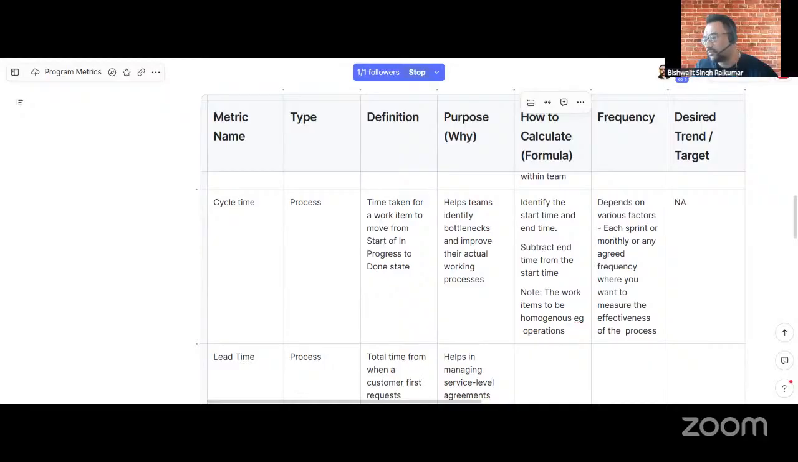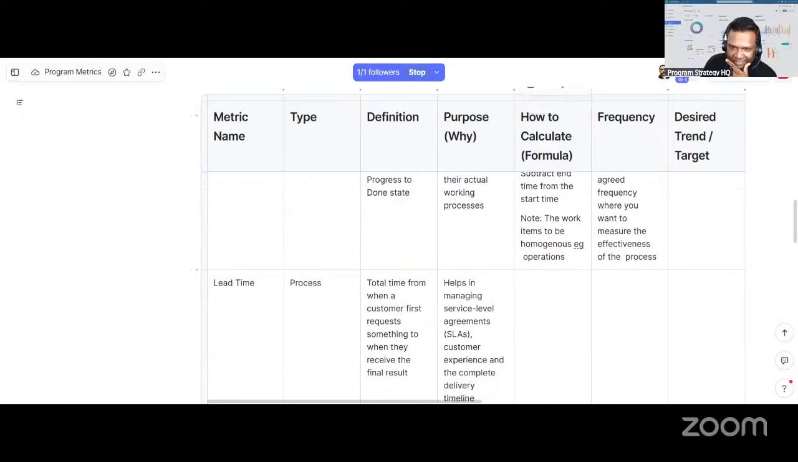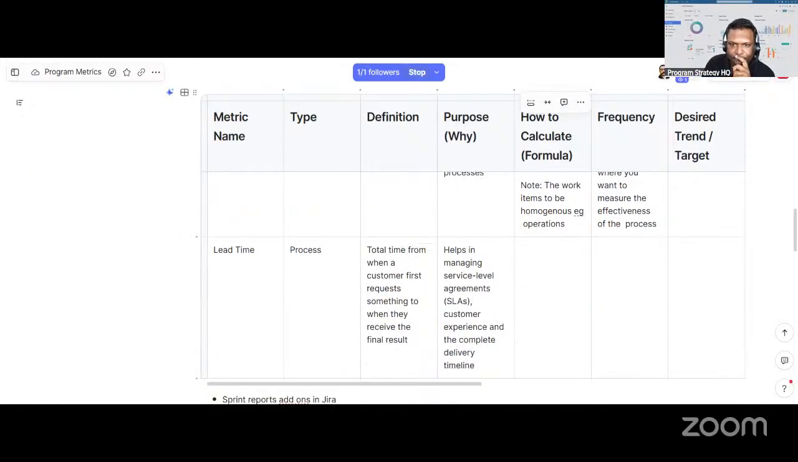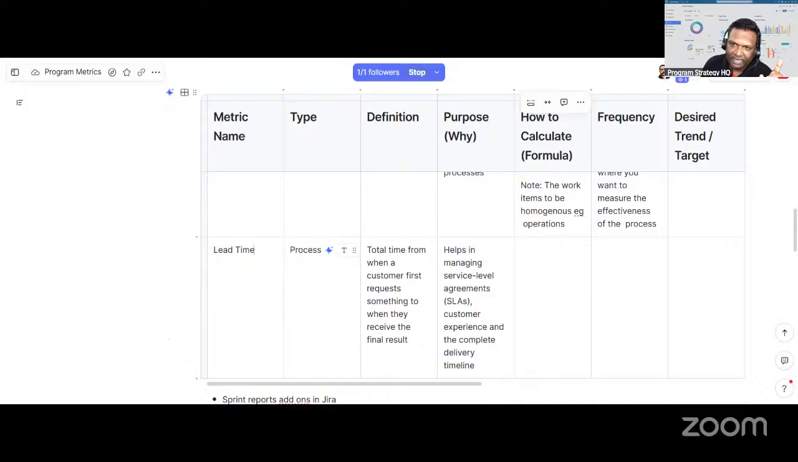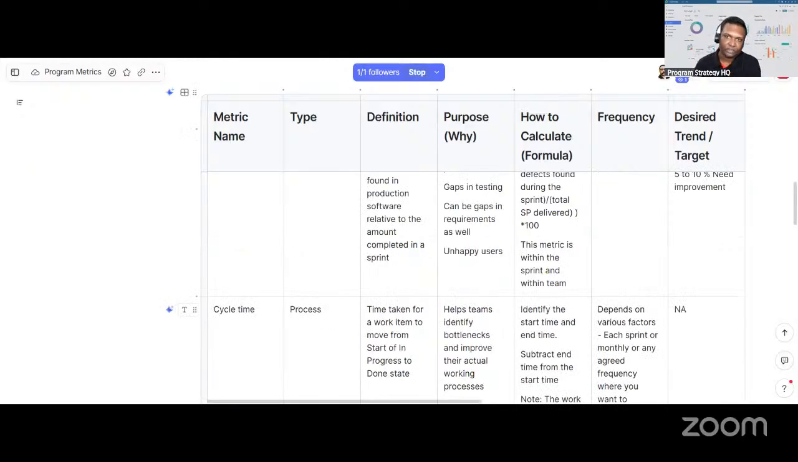Now the last one, lead time. Total time from... so cycle time is a subset of lead time. Lead time would be the entire time from when a request is identified or when a customer asks till the time it is delivered. Cycle time is only from work in progress to delivered.